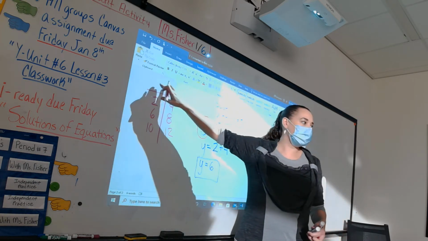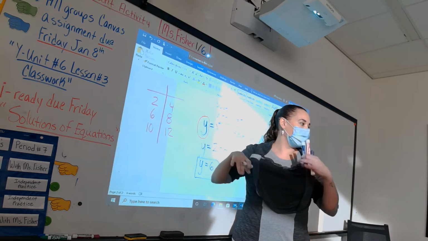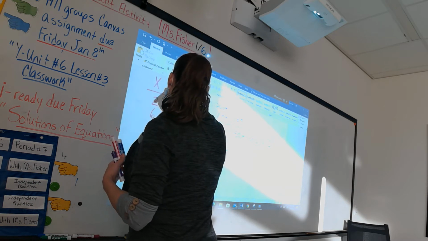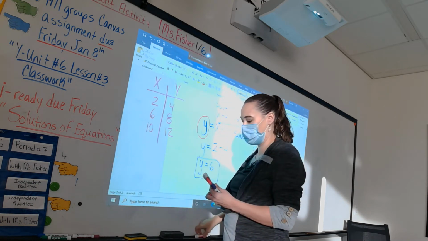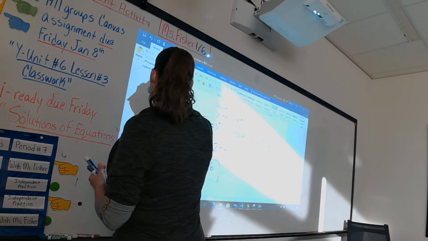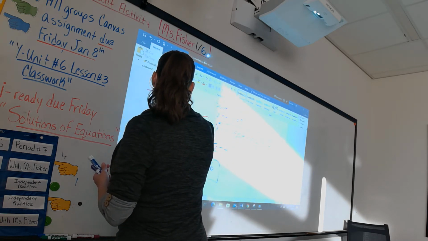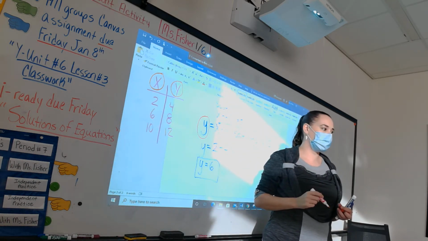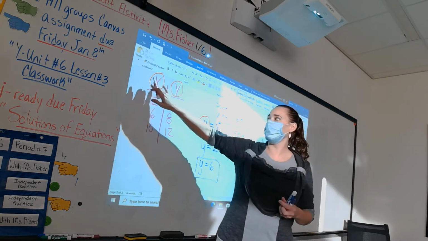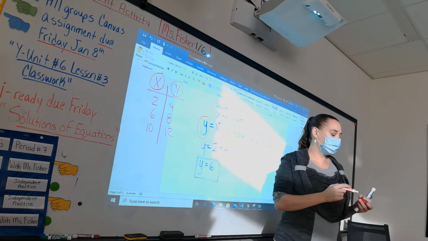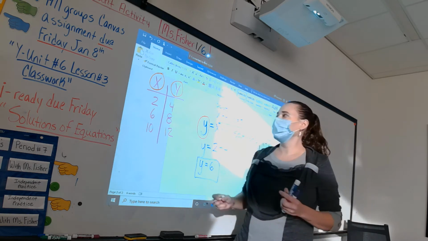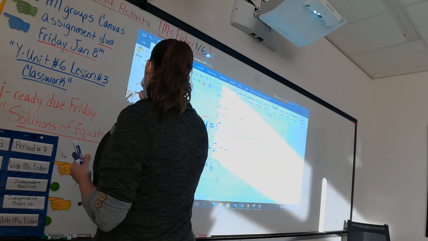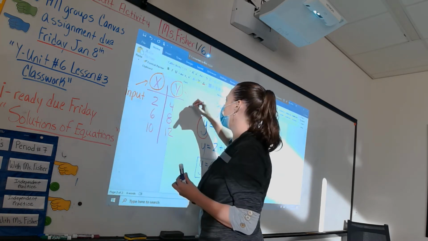Up here at the top, you should know farthest to the left is your X, and to the right is your Y. That's really important. This is your X, and this is your Y. You're not going to see it reversed when you're making a table. This is known as my input. This is known as my output.